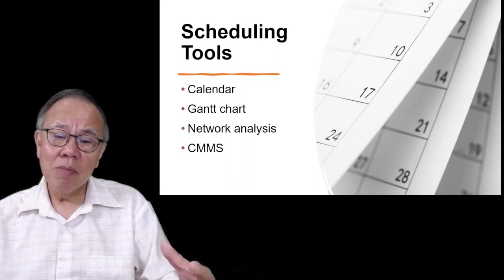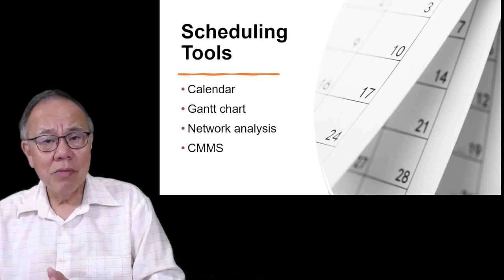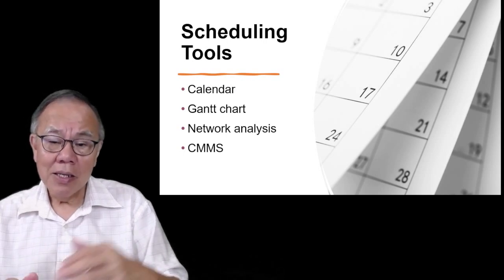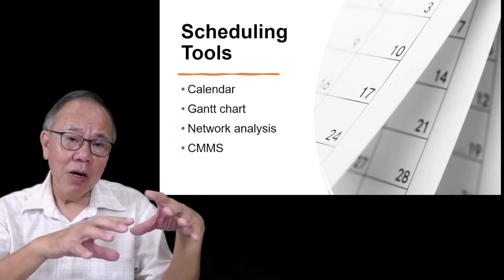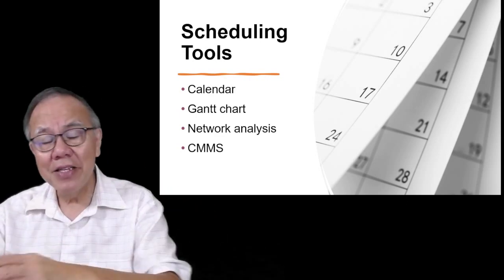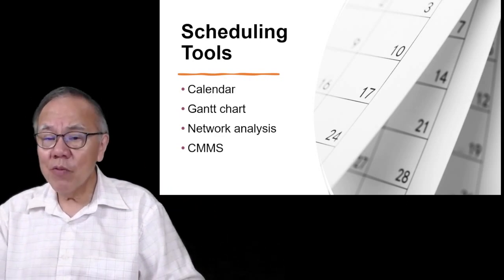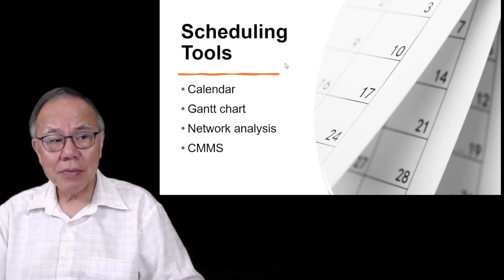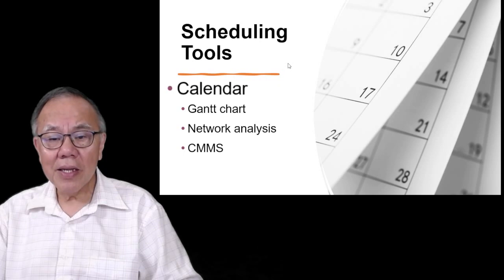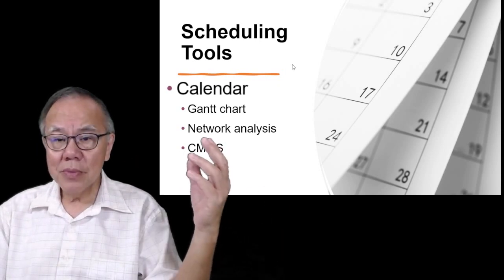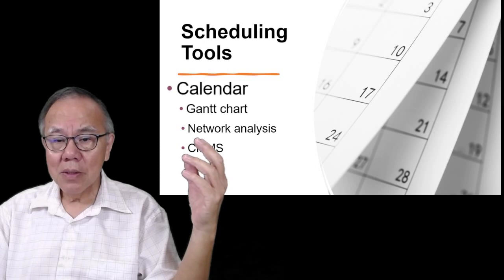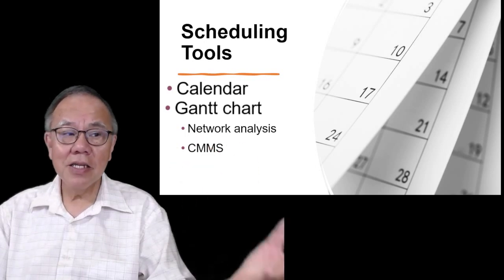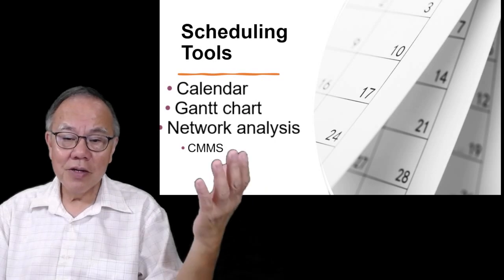If it's a big job, network analysis is a good tool. Network analysis is good for a big project where you have different tasks at different intervals. And then the other one is the CMMS. So, we have the calendar, the Gantt chart, network analysis, and CMMS.